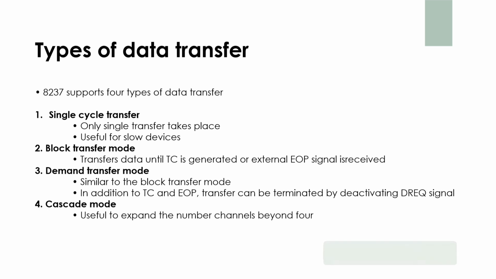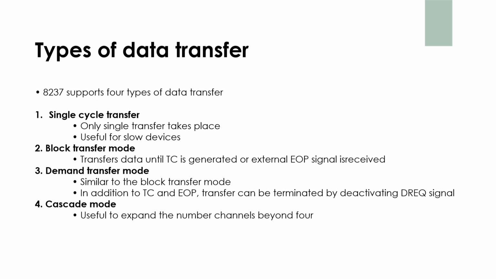The 8237 operates in 4 different modes depending upon the number of bytes transferred per cycle and the number of ICs used. The 4 modes are single cycle transfer, block transfer mode, demand transfer mode, and cascade mode. In single cycle transfer, only a single transfer takes place and it is useful for slow devices. In block transfer mode, transfer of data takes place until terminal count TC is generated or an external signal is received.